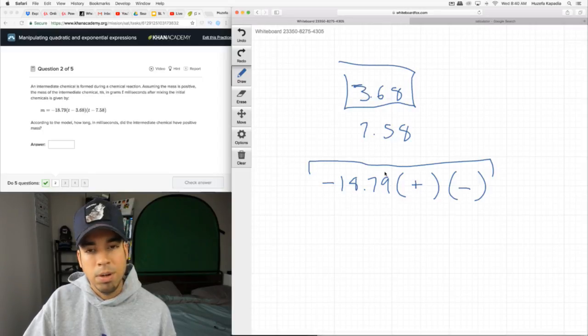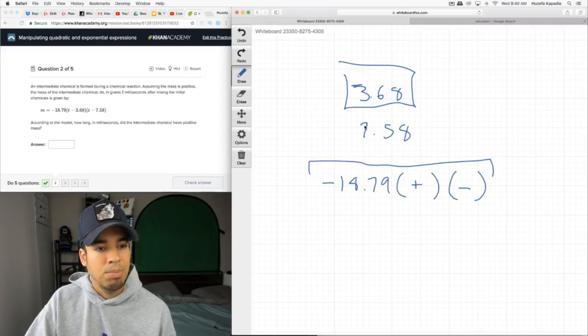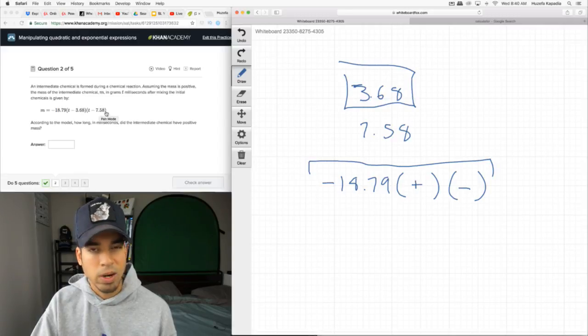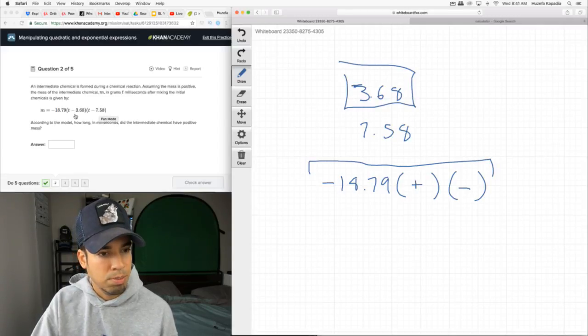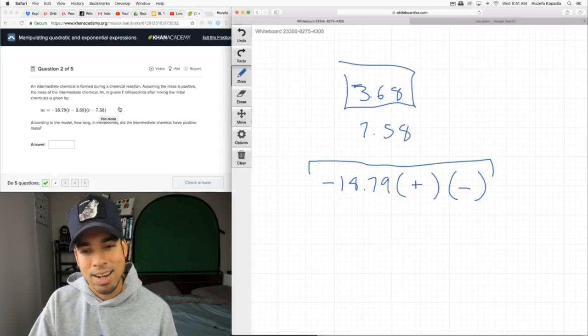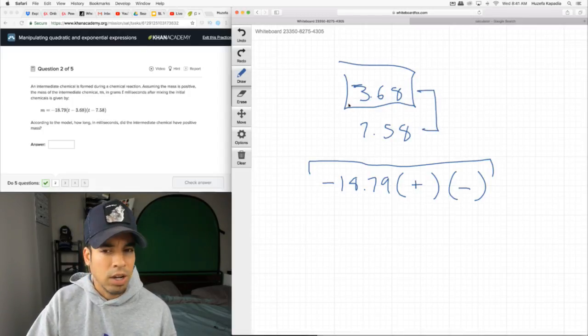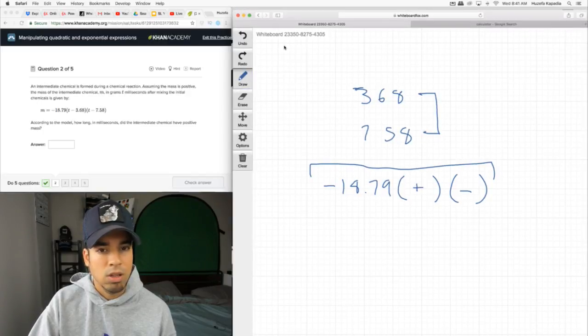Once we're above 3.68 seconds, it's going to be positive, and then once we go beyond 7.58 seconds, it again goes to negative because this value becomes positive. Like let's say if it were 8 seconds, this would be positive, this would be positive, and this would be negative. So it'd be, again, a negative mass. So it's within this time frame that it should have a positive mass. So they said how long.